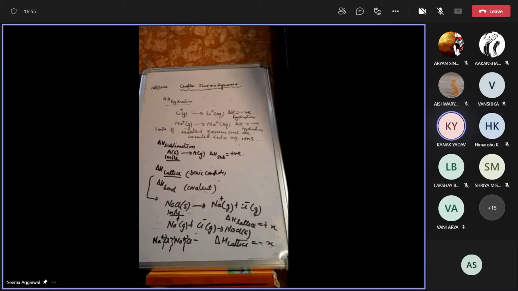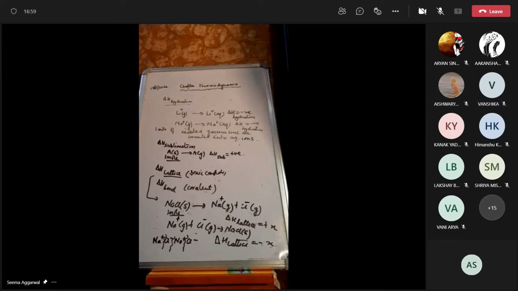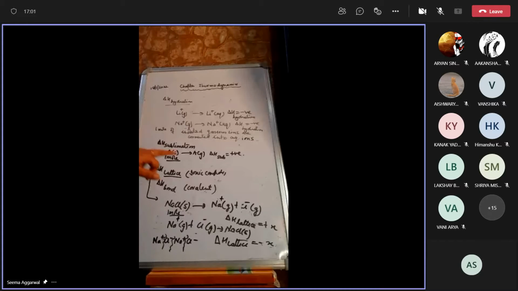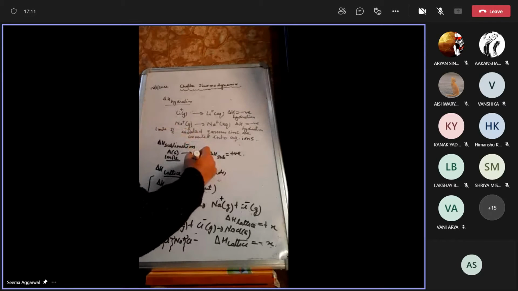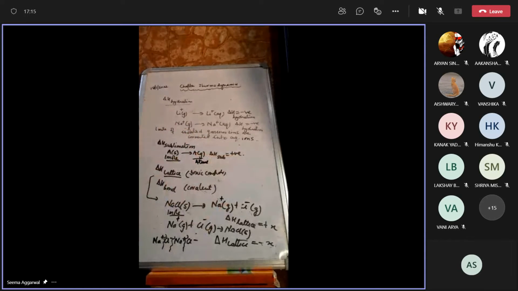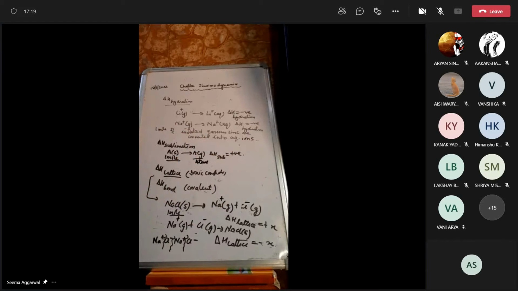Does it have sublimation too? No, sublimation is different. Sublimation means we are not converting into ions. Sublimation means when one mole of a solid is converted into its gaseous atoms. What we are getting are atoms. But in this case, what we are getting are the ions, and this is only for an ionic compound.